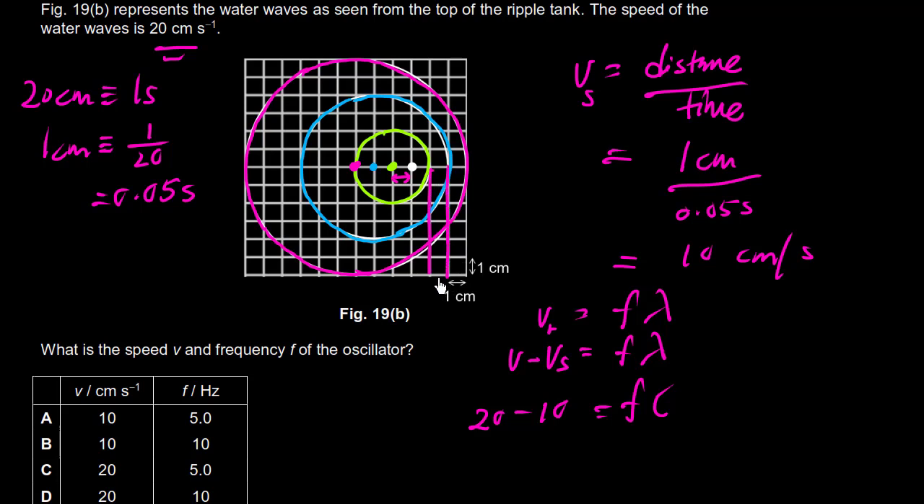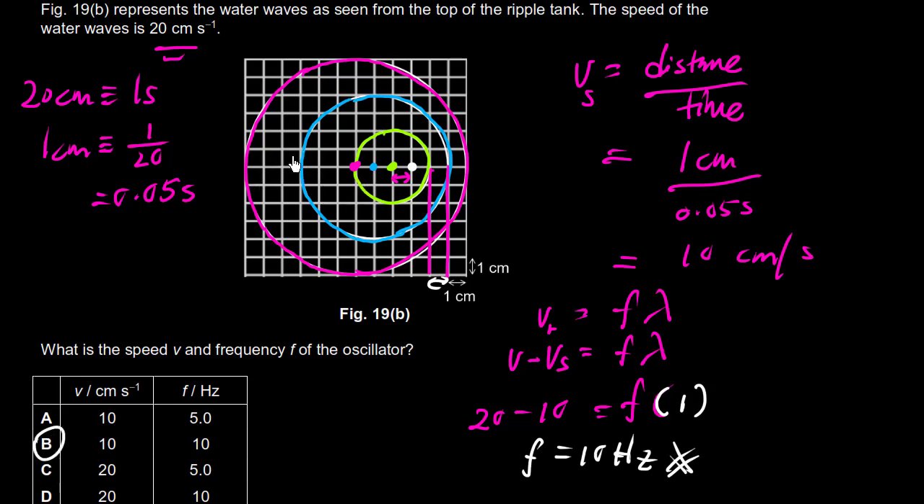Let me use another color. This part is the lambda, which is just 1 cm. Okay, we stick to 1 cm because this is in cm per second, right? So it's just 1 cm. So finally, we get f is 10 hertz. That's why the answer is B.